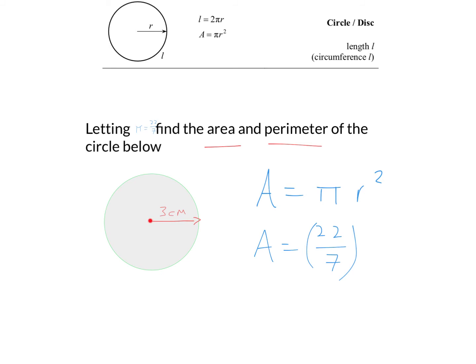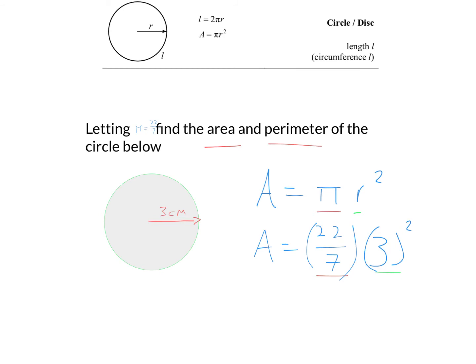Remember, the radius is the distance from the center of the circle to the edge of the circle. So we can sub in 3 for r. Now again, all we've done is subbed in 22 over 7 for pi and 3 for r, our radius. And now we just try and solve this, right? So we can see that we have to multiply these two numbers and we have to square this one.